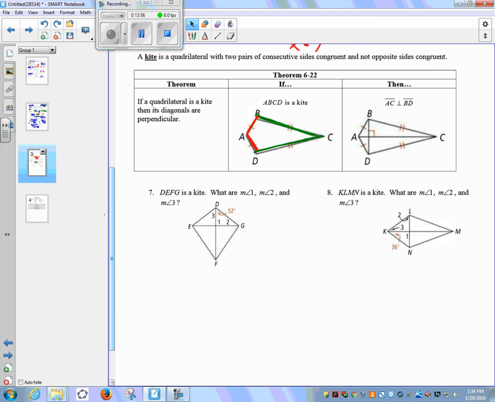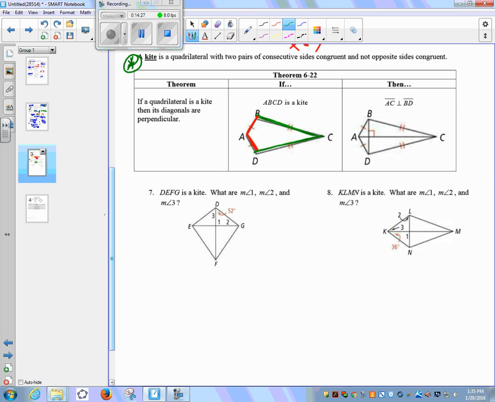So a kite has to be not a rhombus. Not all the sides can be congruent, and you can't have opposite sides congruent. So it has to be 2 pairs of consecutive sides congruent, so it literally looks like a kite, like you would fly a kite. Okay? Then there's some theorems. That's the definition. Remember we talked about the definition of a kite: 2 pairs of consecutive sides congruent, and not opposite sides congruent.